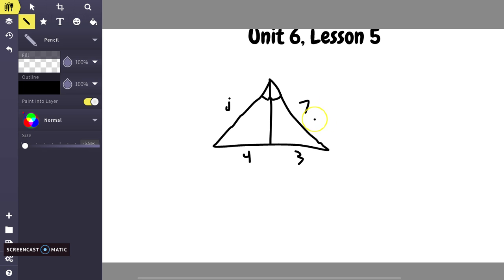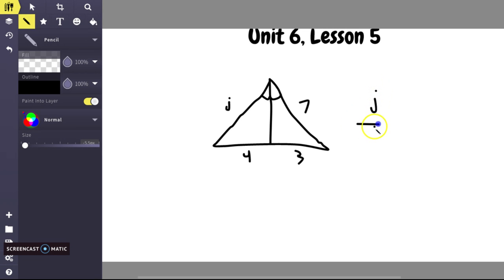But let's look and see what can happen. Since this is an angle bisector, these two and those two are going to be proportionate. So let's look and see what we can make. J over 4 equals 7 over 3. So that's what's true. Why is it true? Just because this is an angle bisector.